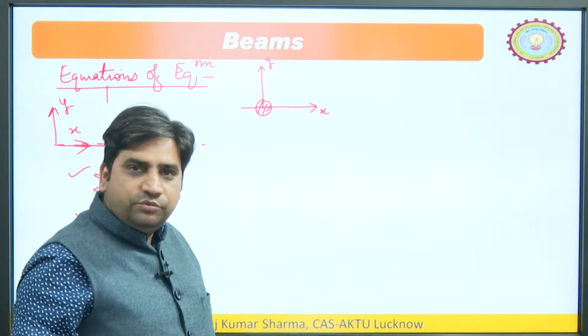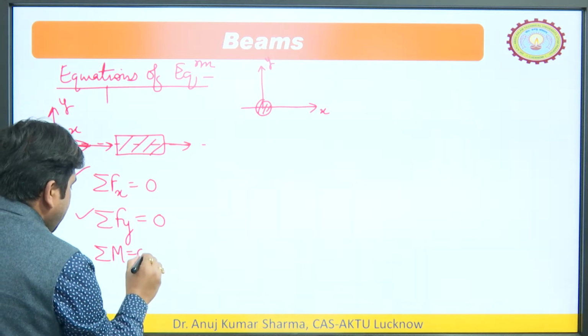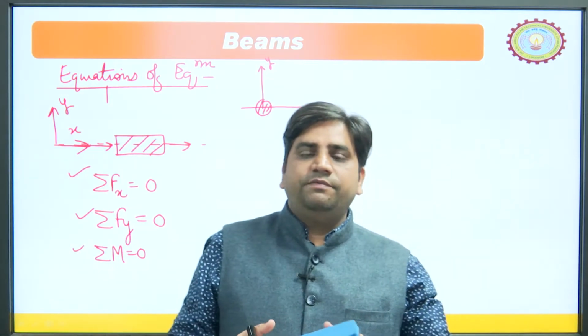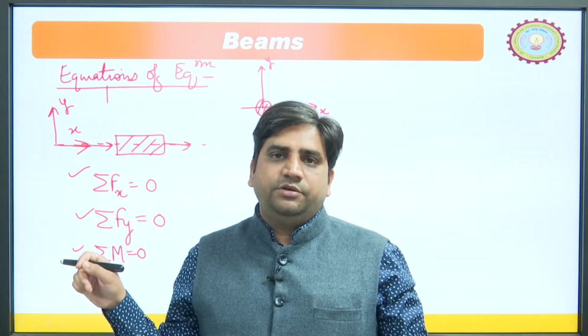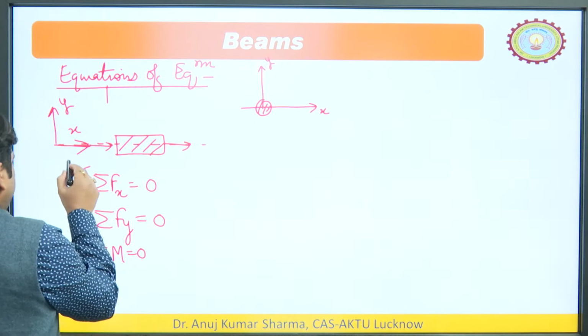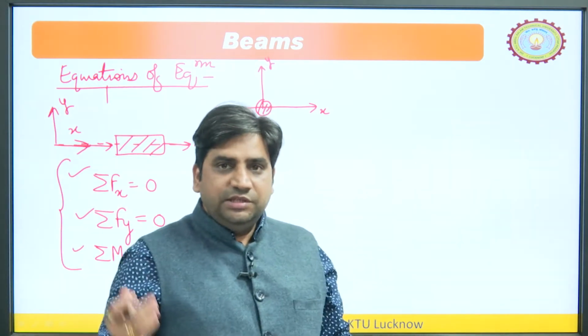So, what do we have to do? We have to write the third equation of equilibrium, that is sigma m. The algebraic sum of the moments of all the forces about the z axis should also be 0, if we are talking about the two dimensional force system. So, for any body to be in equilibrium, we have three equations.